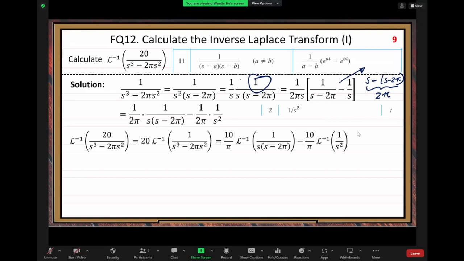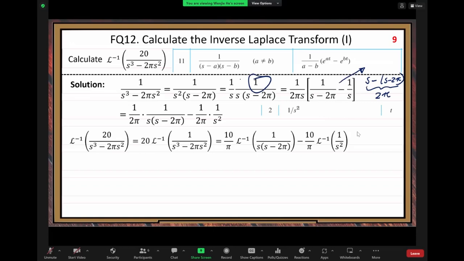This split is 20 over 2 pi, so that's 10 over pi, times the inverse Laplace transform. Now apply the formula. Here we use formula number 11. I took the screenshot from the table in section 6.9. In our chapter 6, the last two sections, 6.8 and 6.9, have all the formulas. Number 11 is from the 6.9 table. It's a big table.